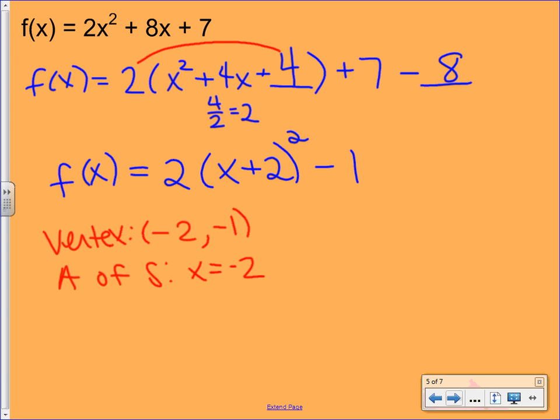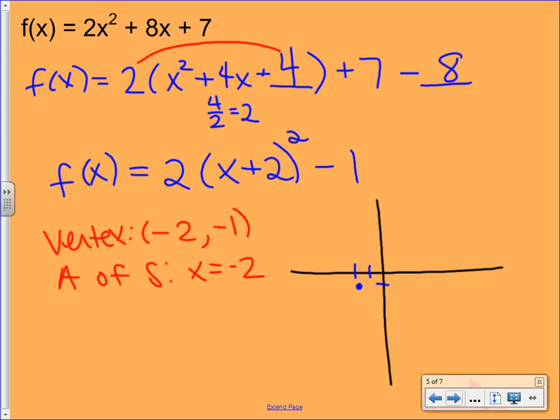Since we are so awesome at our transformations, let's go ahead and graph this. We have to shift to the left 2 and down 1. Now, that vertical stretch of 2, what does that do to our points? How do I apply that? Okay, we have to multiply our y coordinates by, in this case, 2.